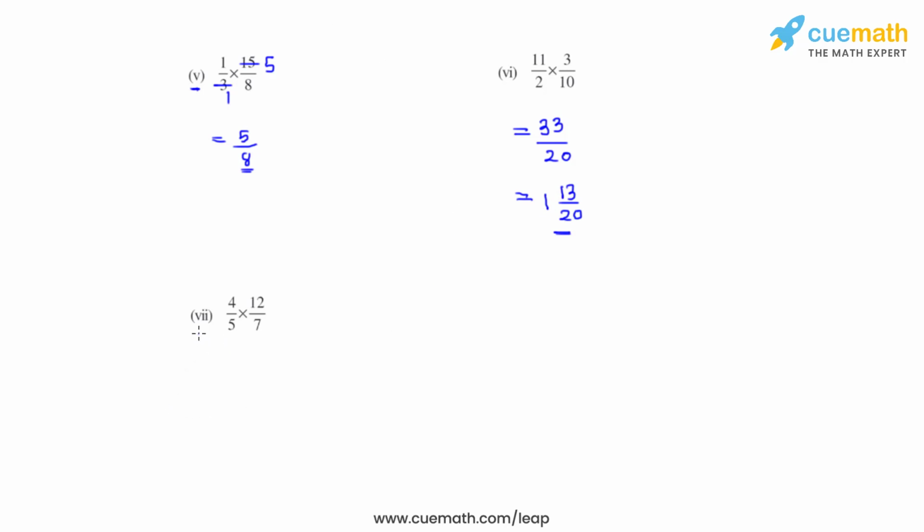Coming to the last bit, which is the seventh bit, we have 4 over 5 times 12 over 7. So multiplying the numerators, we get 4 times 12, which is 48, divided by 5 times 7, which is 35. This is an improper fraction. Dividing 48 by 35, we get the quotient as 1, remainder as 13. So the mixed fraction for this becomes 1, 13 over 35. And this is how we solve this question.